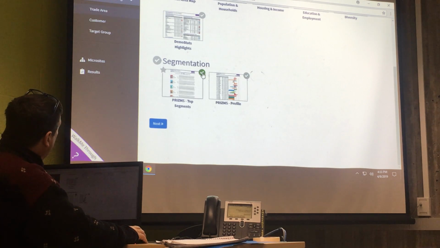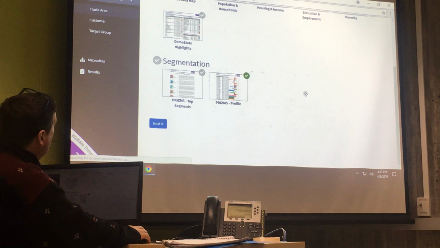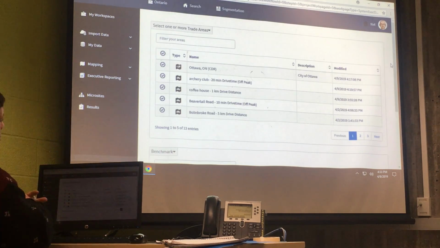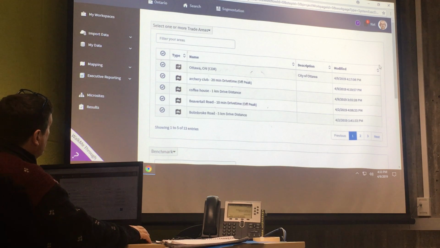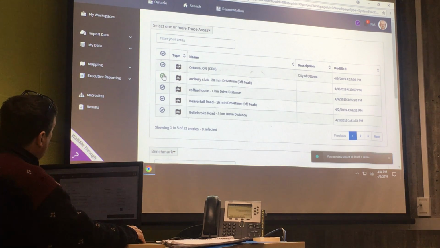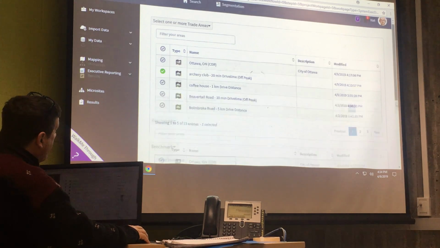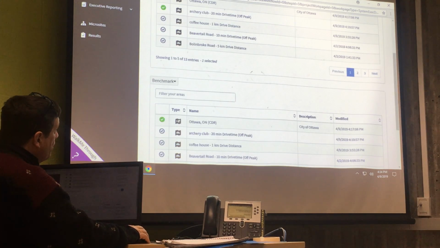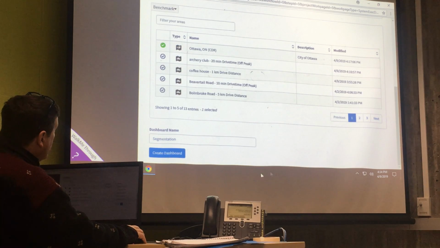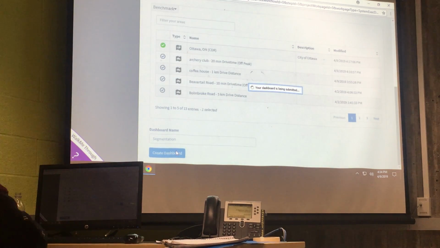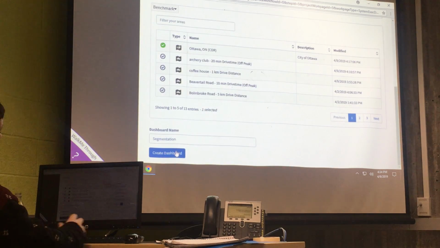All right, and then finally, there's this one here, the PRISM profile. And that shows you all the segments. So you have here the Archery Club, City of Ottawa. Again, we're comparing with the City of Ottawa. And we have a dashboard. And we're creating a dashboard.